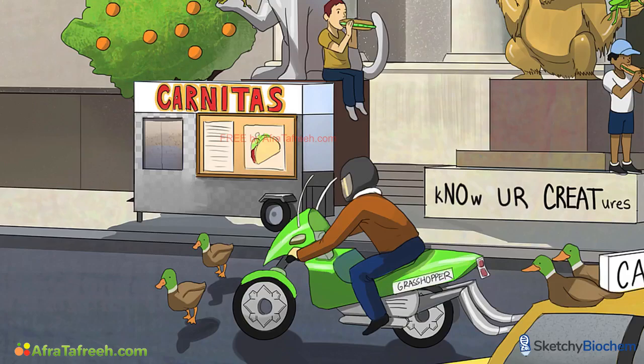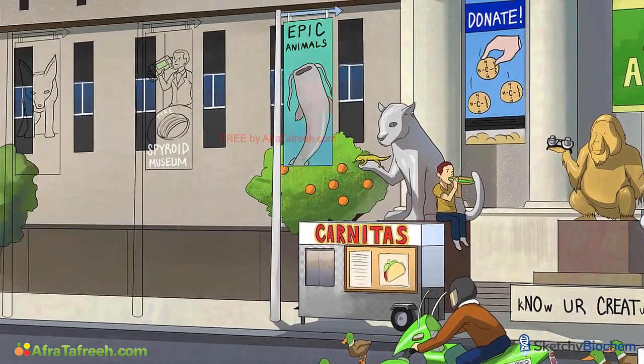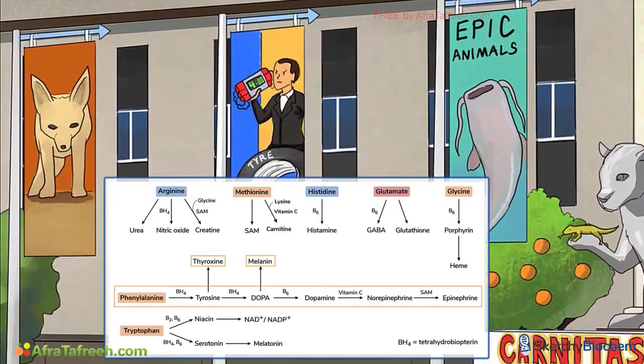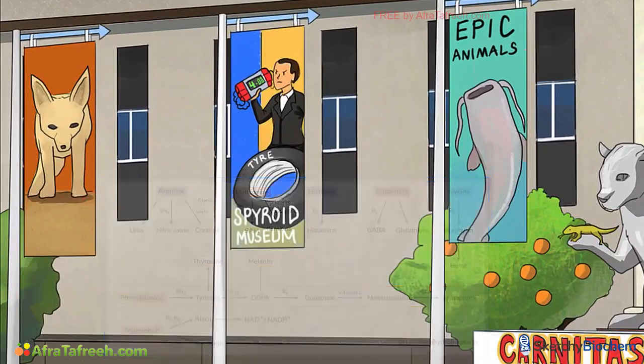Okay, next up is phenylalanine. Phenylalanine is super important. It's a precursor to tyrosine, melanin, and the catecholamines, namely dopamine, norepinephrine, and epinephrine. See our catecholamine synthesis sketch to learn more about all that. It's also a precursor to thyroxine, aka T4. The thyroid follicular cells make T4 from tyrosine.